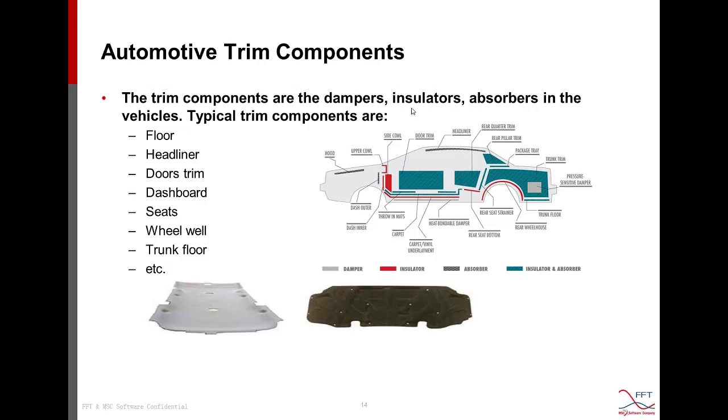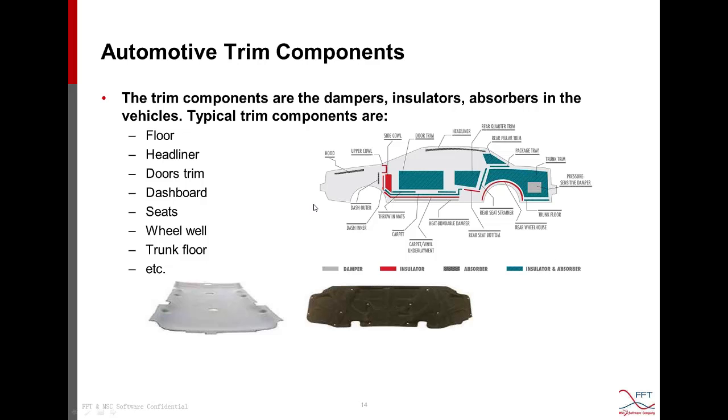Okay, so now the next sample is on the complete automotive vehicle level. So we had seen just now a validation problem on a component level. Now this time is on the system level. So in automotive industries, there are many trim components, many of them acting as dampers, insulators, absorbers, but some of them will behave as a combination of, for example, insulator and absorber.